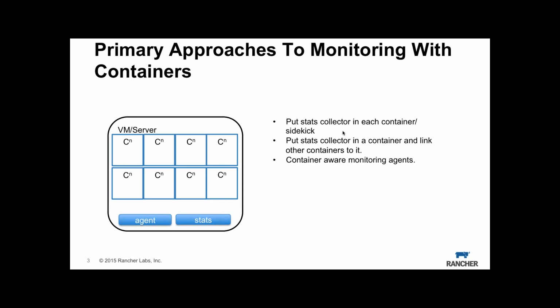So there are a couple of different approaches. You can put a stats collector in each container, or mount it in with a sidekick pattern so that you're only running one process. You can create a single container that everyone links to and sends their monitoring information to. Then there are host agents that are container aware. You can correlate container metadata to process metadata and get visibility into the containers that way.